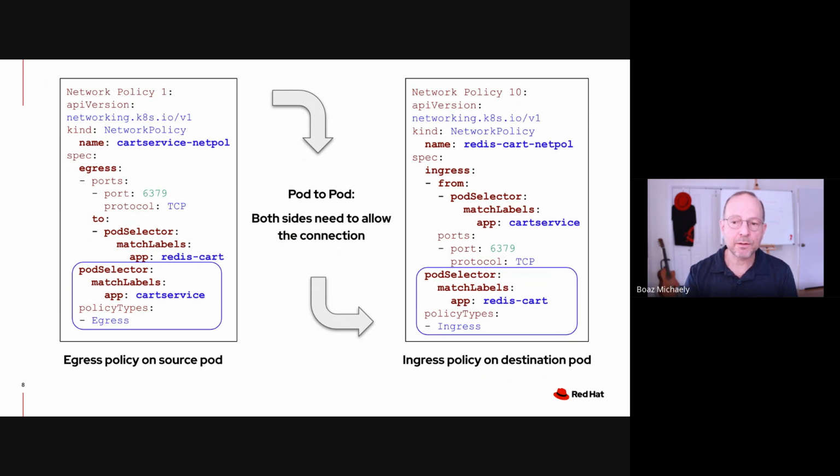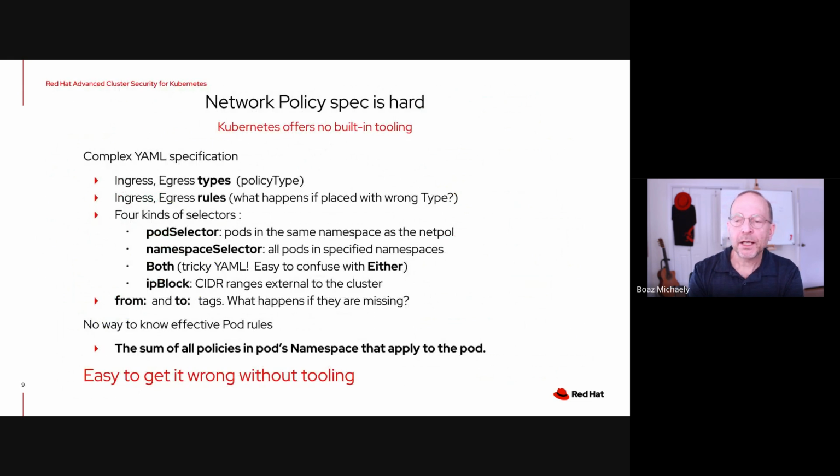This is a simplified YAML. It might not even be accurate space-wise or dash-wise. So if you try it at home, let me know if there's a mistake. But it really gets complicated as a human being when you're starting to work with these. There are a number of things going on here. We said that you have two different types of policies, but as we saw, you also have ingress and egress rules. What happens if I place an ingress rule in an egress type policy? Well, it's going to be ignored.